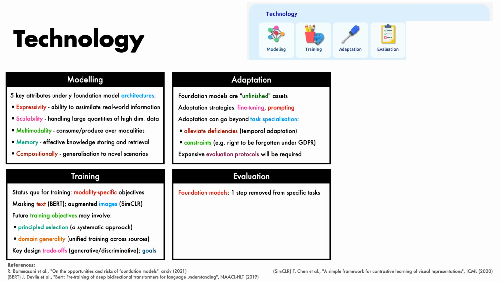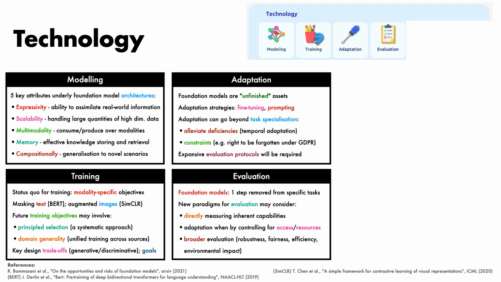When it comes to evaluating foundation models, we face the challenge that the model itself is typically at least one step removed from the specific task that we wish to perform, and instead provides us with an intermediate building block. Various new paradigms for evaluation of these models may include directly measuring the inherent capabilities of the model, evaluating task-specific adaptation when controlling for resources and access to the model itself, and broader evaluation designs that go beyond accuracy, accounting, for example, for robustness, fairness, efficiency, and environmental impact.